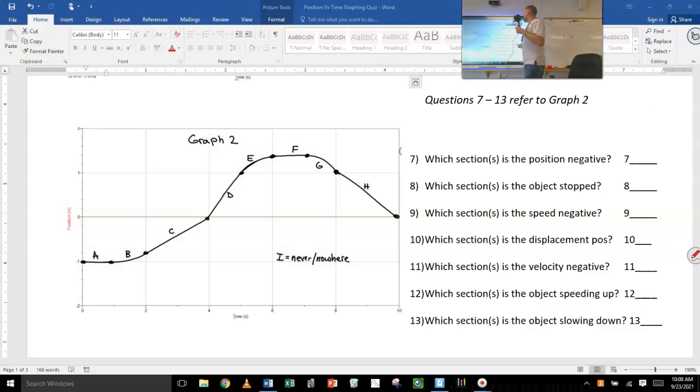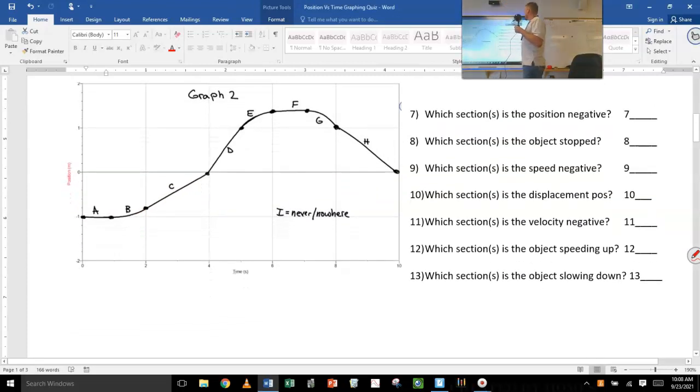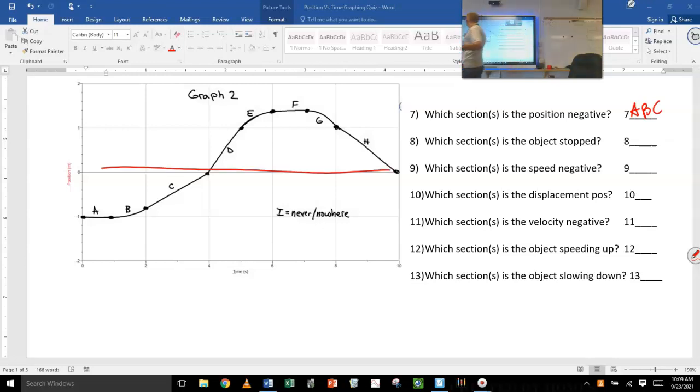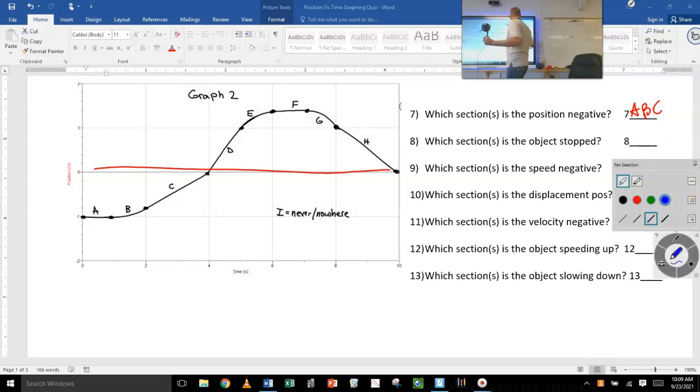So number 7, which section or sections is the position negative? A, B, and C. Because those are all where you're below that line. These are all negative positions. These are all positive positions.